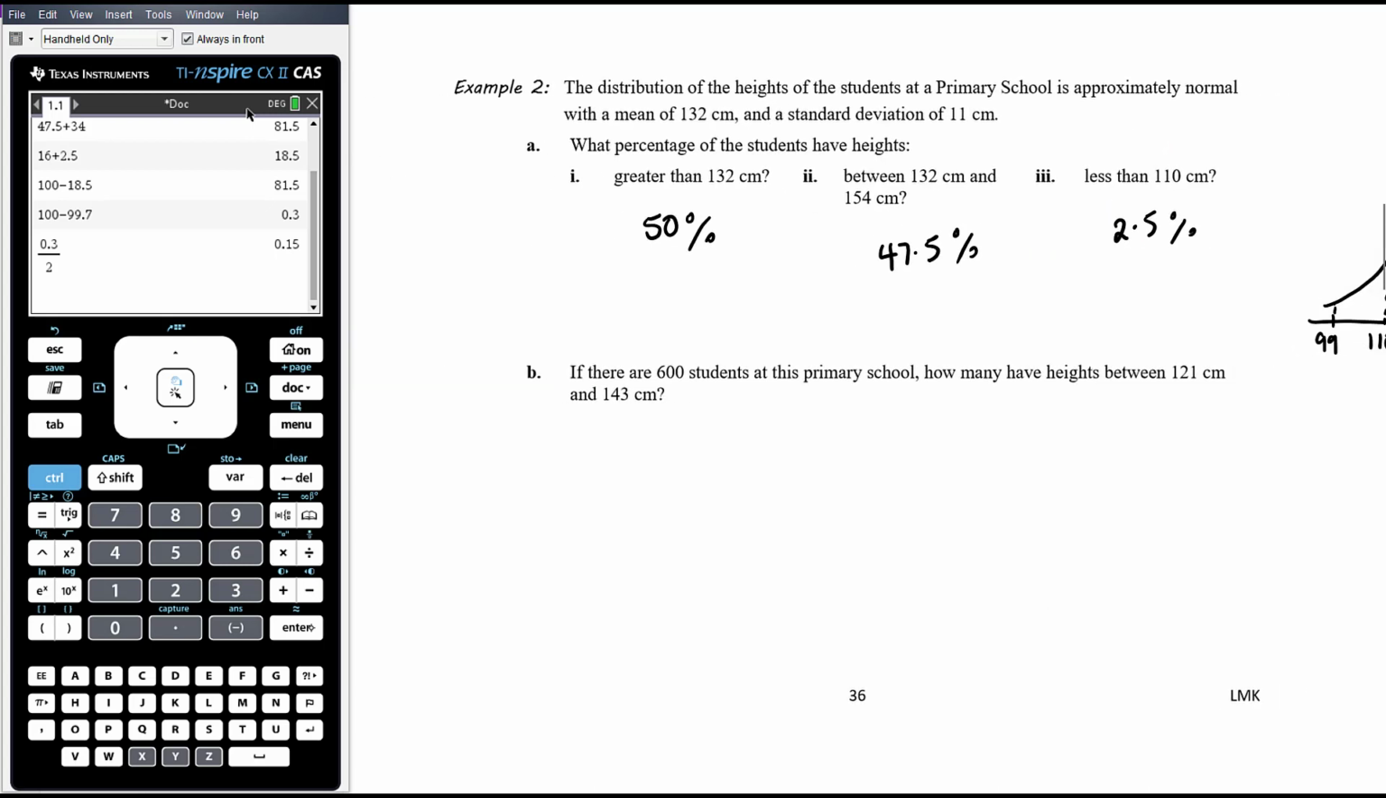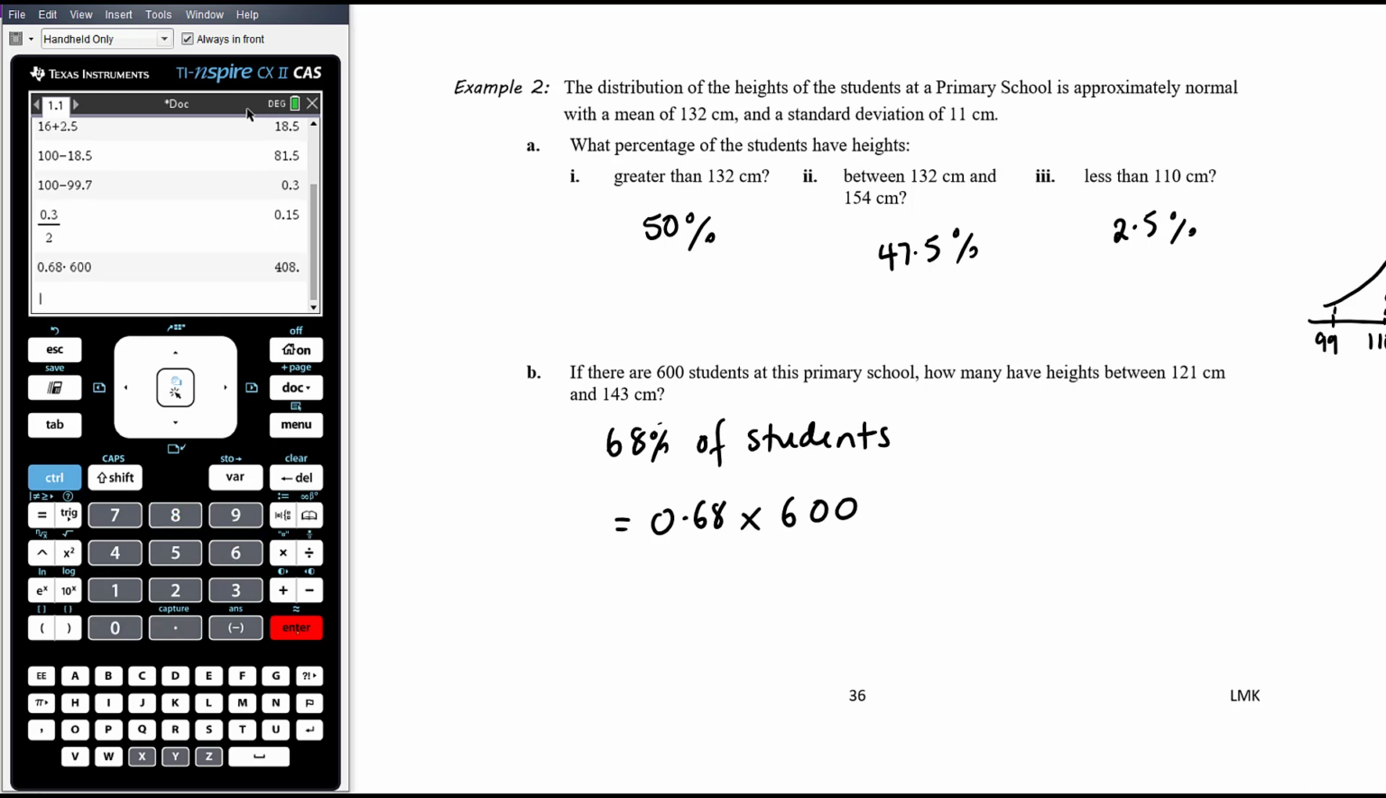So we know it will be 68% of the students, which is equal to 0.68. 68% divided by 100 gives 0.68, times the number of students, which is 600. So 0.68 times 600 is 408 students. So 408 students will have heights between 121 centimetres and 143 centimetres, and that's equivalent to 68% of the students.